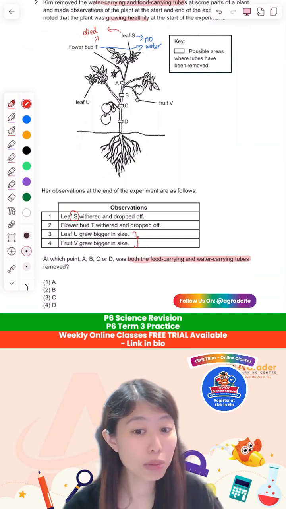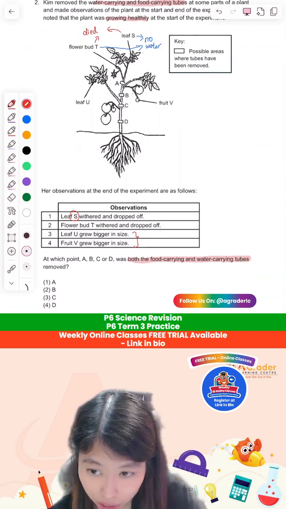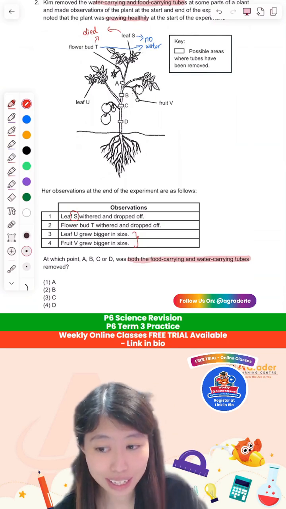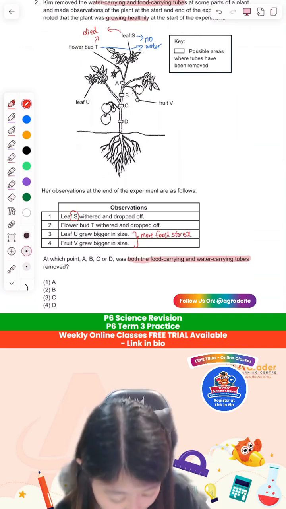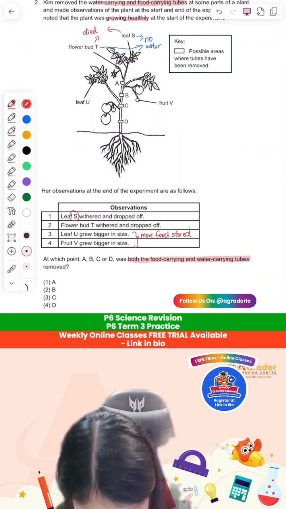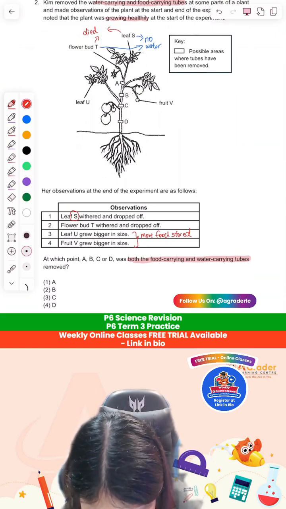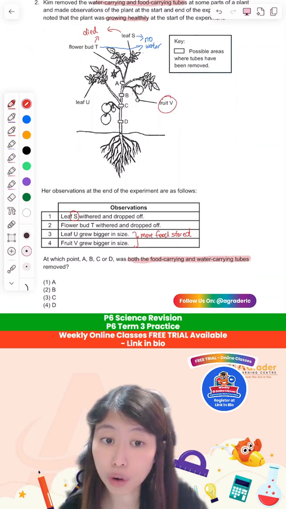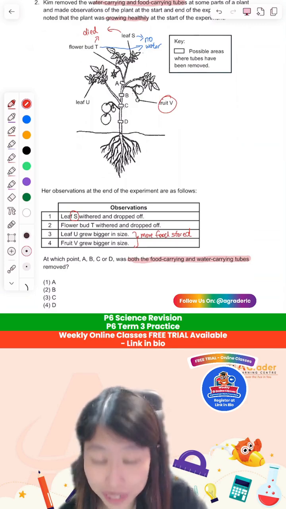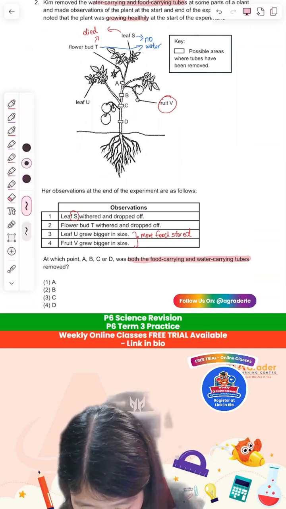Yes, it means that more food is being stored there. All right. So good. So this tells me that when it grows bigger, it indicates that there's actually more food stored at the various parts of the plant. This also indicates that food can travel all the way to fruit V, which means that here is not affected at all.